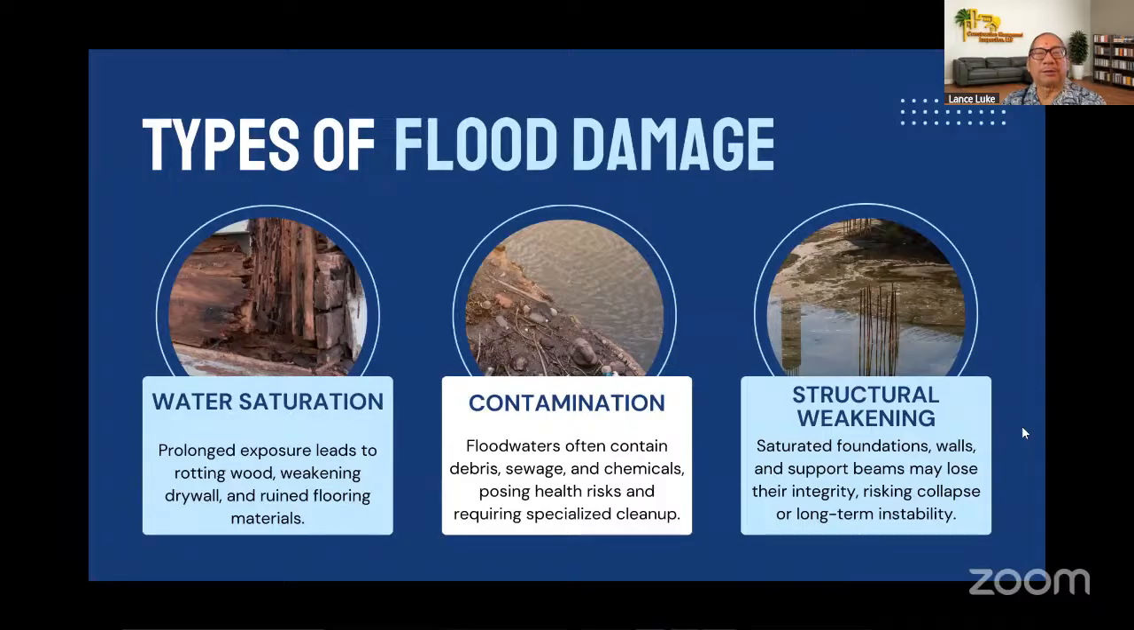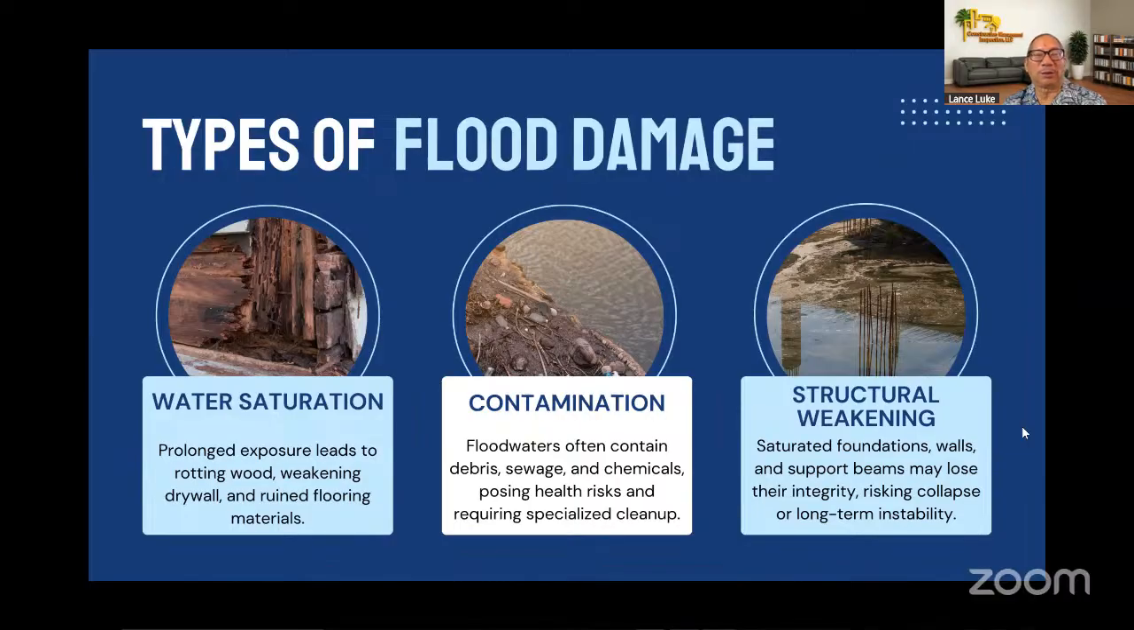And then let's talk about types of flood damage. You have water saturation, where water's just sitting there because of prolonged exposure, and it could lead to rotting wood, weakening drywall, totally ruined flooring material. And guess what? If it's a slow leak or slow drip, it could actually attract termites. Ground termites like water. They have to have water to live. That's why it's ground termites, right? Because there's water in the ground, and that's where they get their nutrition from too. Of course, from the wood.